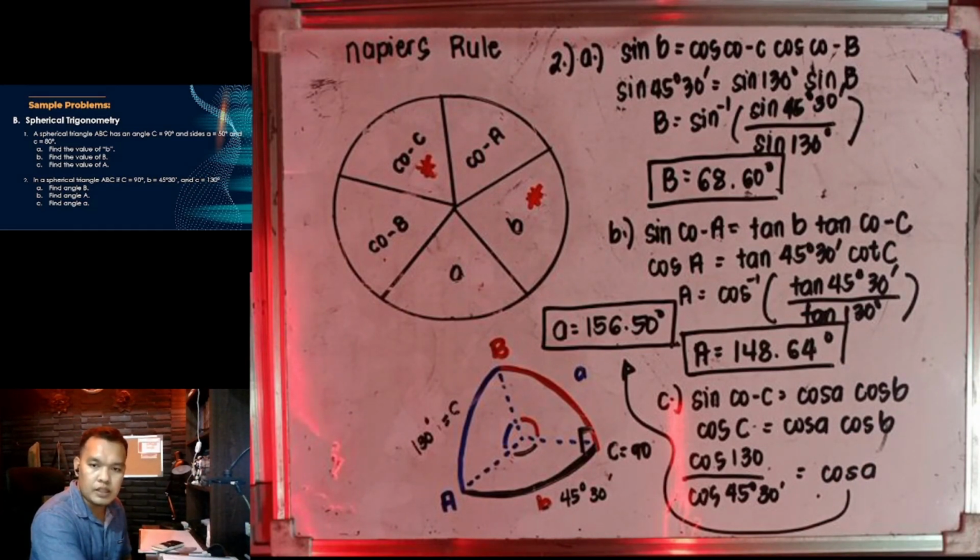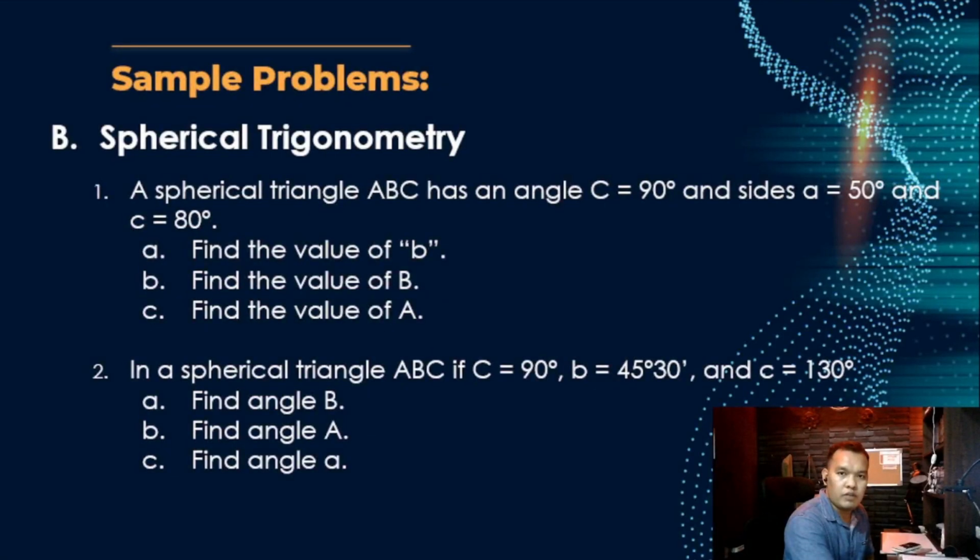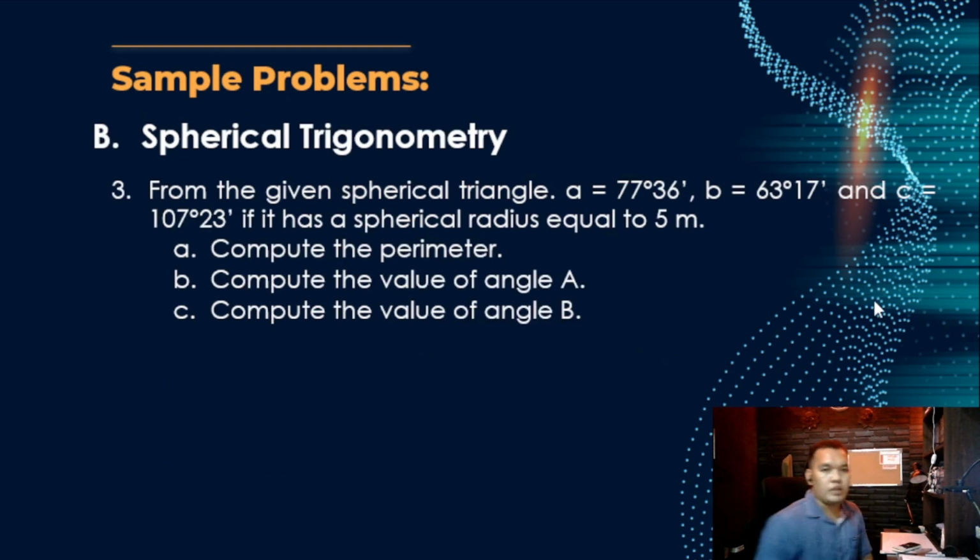To our problem. Another problem. So we have here problem number 3. So problem number 3, this is probably the last problem. Problem number 3, from the given spherical triangle, A is equivalent to 77 degrees and 36 minutes, B is equivalent to 63 degrees and 17 minutes, and C is equivalent to 107 degrees and 23 minutes. It has spherical radius equal to 5. So first compute the perimeter, second is compute the value of angle A, and compute the value of angle B. Okay. So let's proceed.